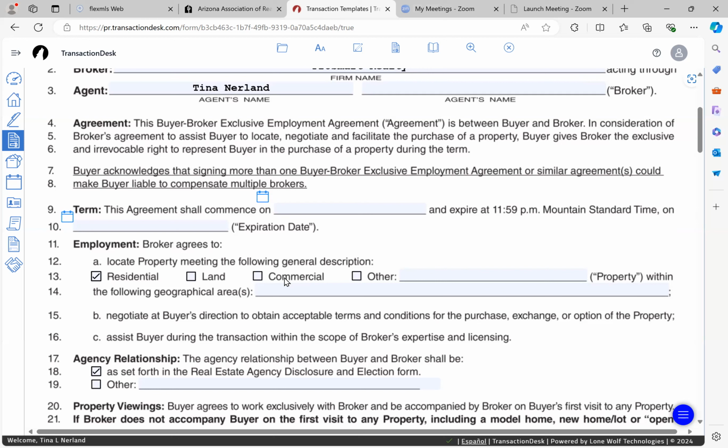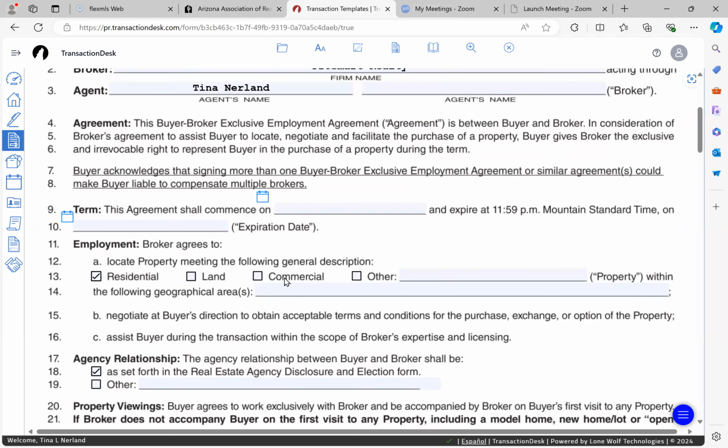Not that our broker doesn't encourage us, but we want to do what's best for our clients. Within the following geographical areas, I would put the state of Arizona because you are licensed in the state of Arizona. I could be wrong. I'll check with broker Mike, but that's what I would put.